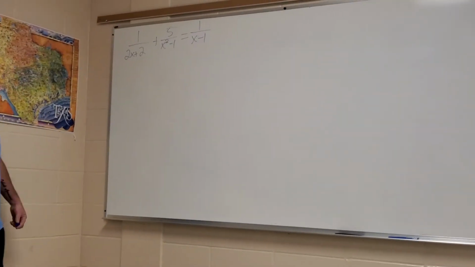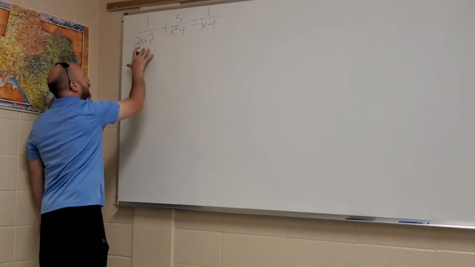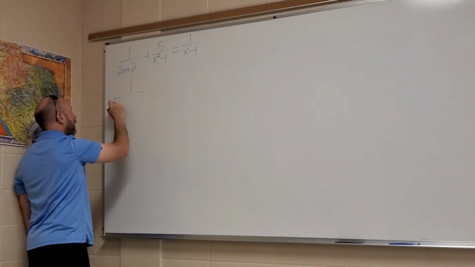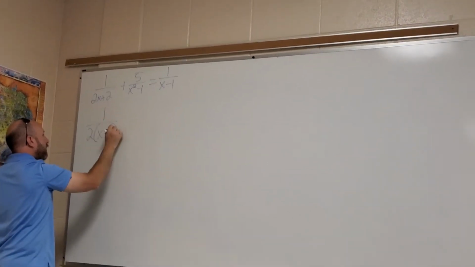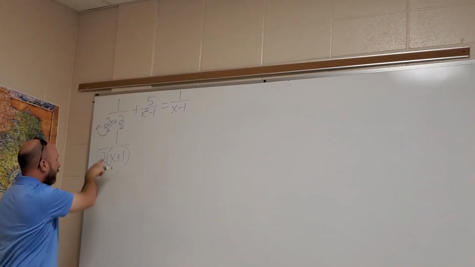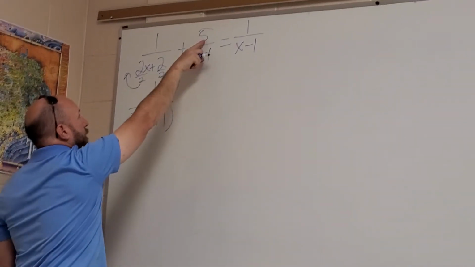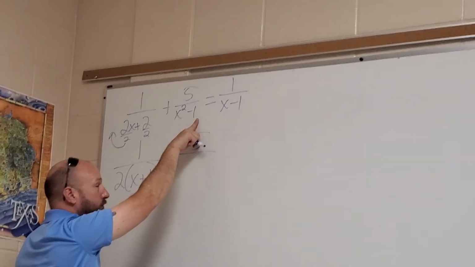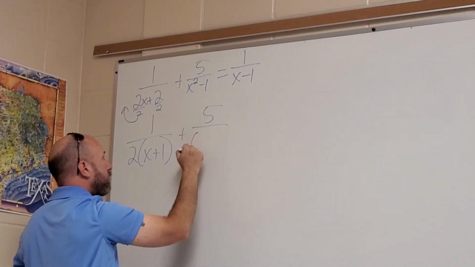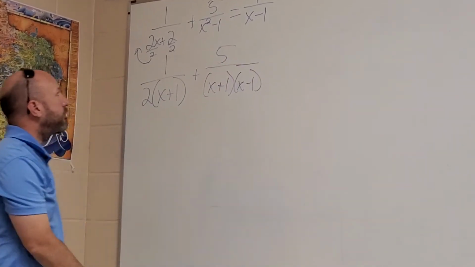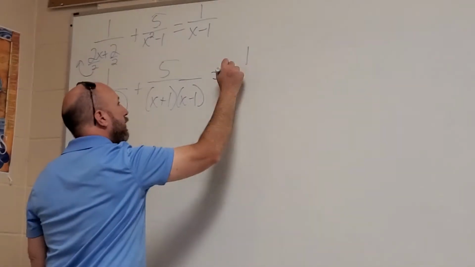Okay, so here's the first thing you want to do. You want to get your common denominator on this side. So what I'm going to go ahead and do is take a 2 out of here. Divide both by 2 and pull that out front. That's all I did, right here. Okay? Then plus 5 over that, you should right away recognize as the difference between two squares. Okay? And that's equal to 1 over x minus 1.